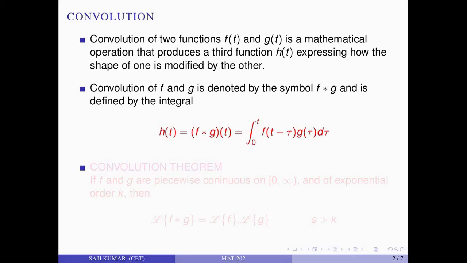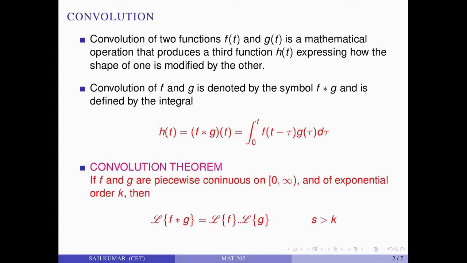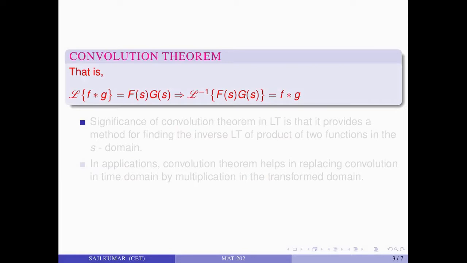Convolution theorem. If f and g are piecewise continuous on 0 to infinity and of exponential order k, then the Laplace transform of f star g is equal to L{f} into L{g} for s greater than k. That is, L of f star g is equal to F(s) G(s), which implies L inverse of F(s) G(s) is equal to f star g.